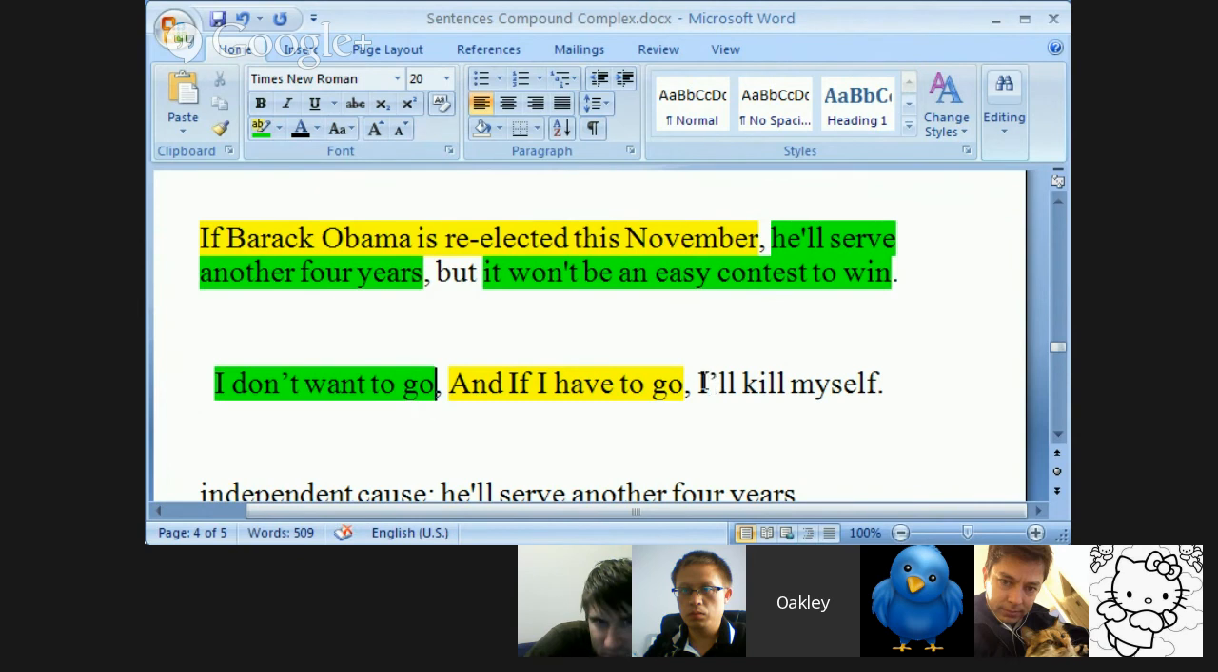And this would actually be very typical. And then "I'll kill myself," overly dramatic, is an independent clause. Right? So this is a compound, actually kind of a classic compound-complex sentence. This would be very normal. And this is also a conditional, a real conditional. I don't want to go. If I have to go, present tense, I'll kill myself, real conditional. Right.